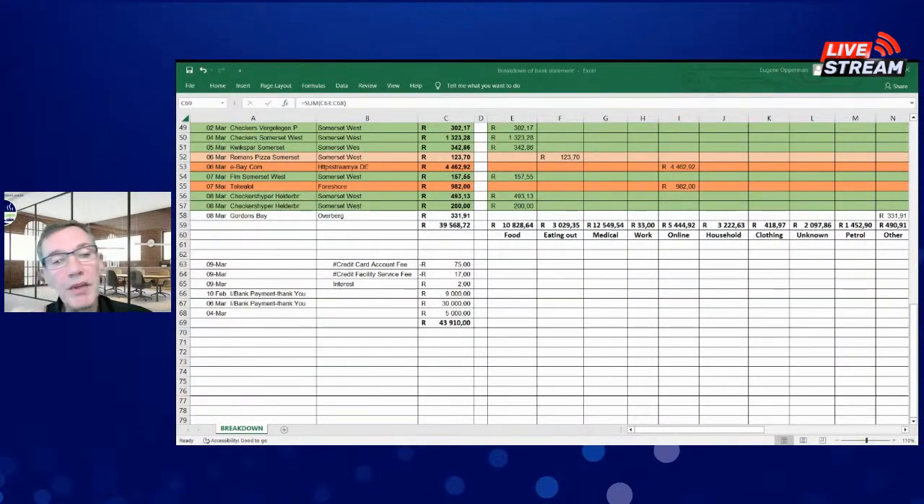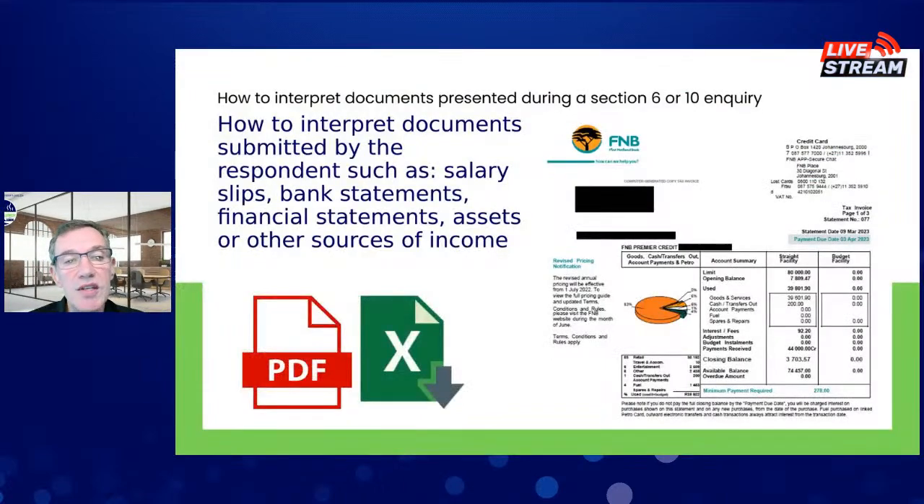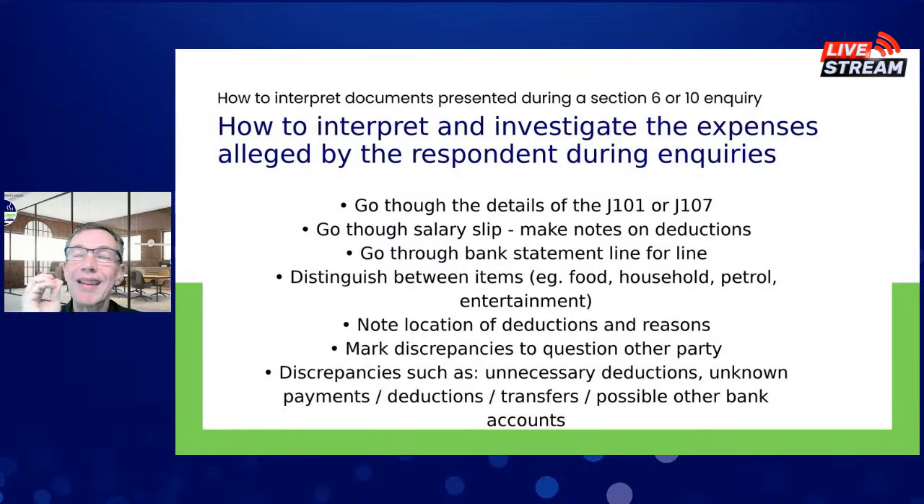So the idea would be to use this as a tool to scrutinize banking statements, go through it line by line, and then compare that to the J101 form, the documents that were submitted. So if they claim a certain amount, that amount actually reflects on the banking statement, because that is one of the biggest ways how they would hide the assets, and we'll get to that in a moment. So this is the recipe that you would do. You would go through the details of the J101 form, go through the details of the documents that were submitted.